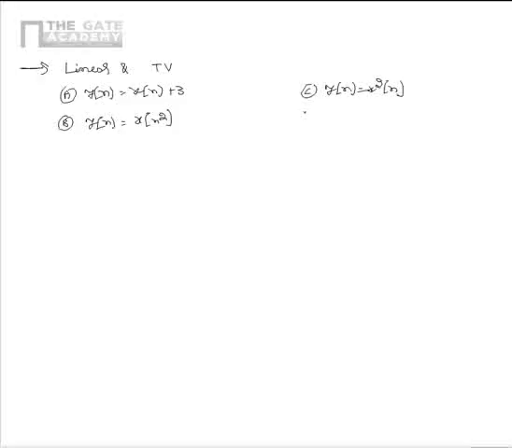We have to find which of the systems given in the options is linear and time variant. The systems given are: in option A, y of n is equal to x of n plus 3. In option B, y of n is equal to x of n squared. In option C, y of n is equal to x squared of n. In option D, y of n is equal to sine of x of n.